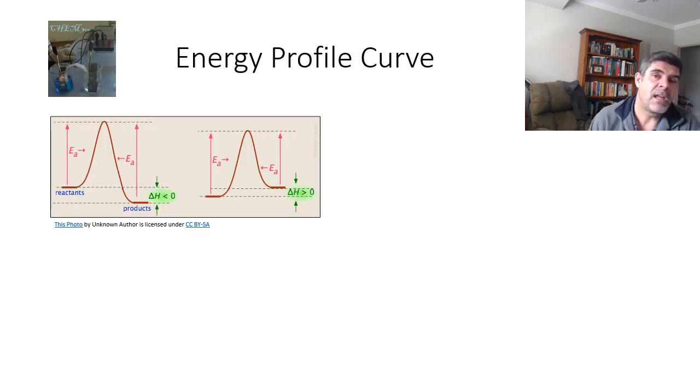So in the last video, we were talking about collisions and collision theory, and the fact that collision theory is based on the fact that for a chemical reaction to occur, particles need to run into or collide with each other with sufficient energy in order for them to react. We have described that amount of energy that they need as the energy of activation, or activation energy.